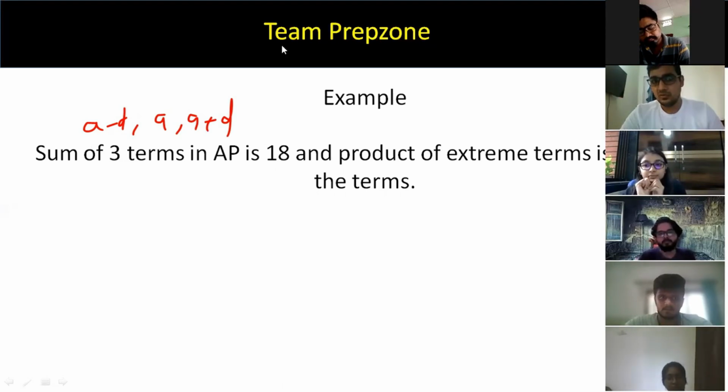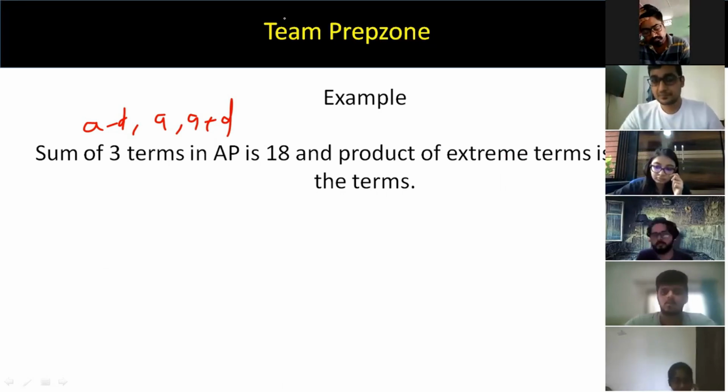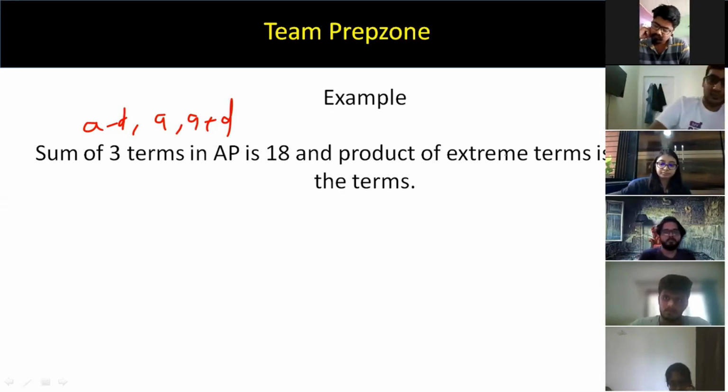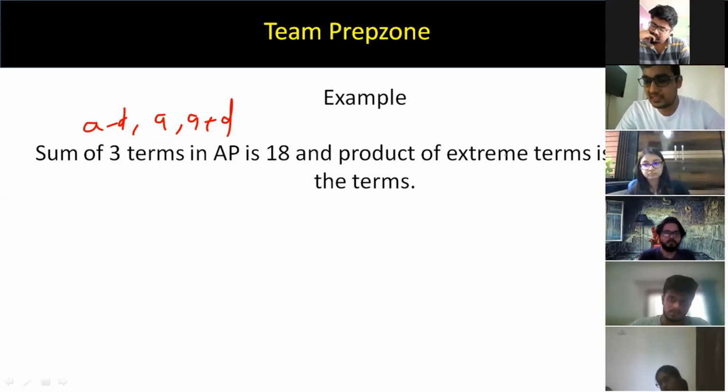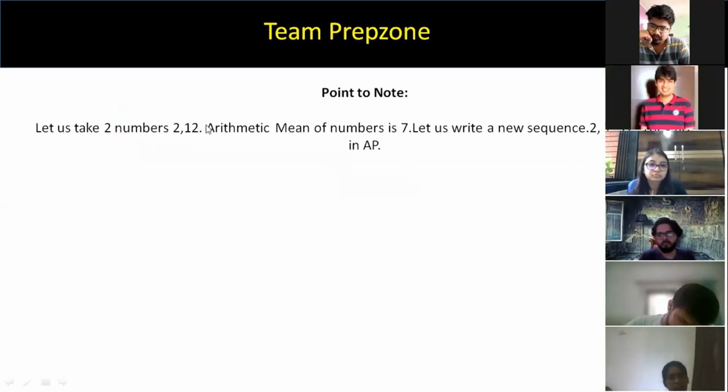Got it. So 36 minus D square is 20. So D square is what? 36 minus 20, which is 16, which means D is plus minus 4. We'll have to keep this speed, it's basic calculation. So the terms were what? A was 6: 6 minus D, 6 and 6 plus D. If D is 4, it is 2, 6, 10. If D is minus 4, it is 10, 6, 2.